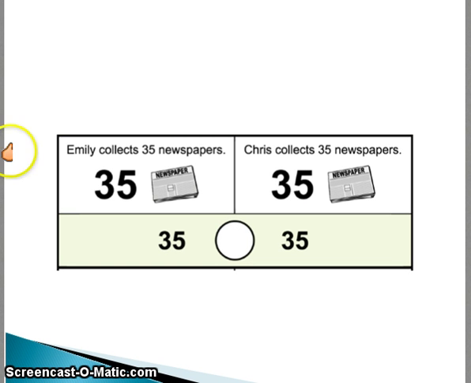Okay, Emily collects 35 newspapers. Chris collects 35 newspapers. 35 is the same as 35. 35 is equal to 35. Okay, so remember we use that one line and another line underneath. Okay, they're equal.